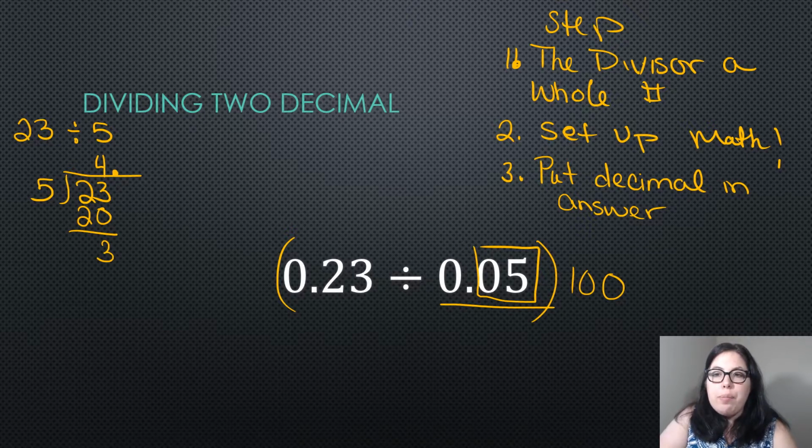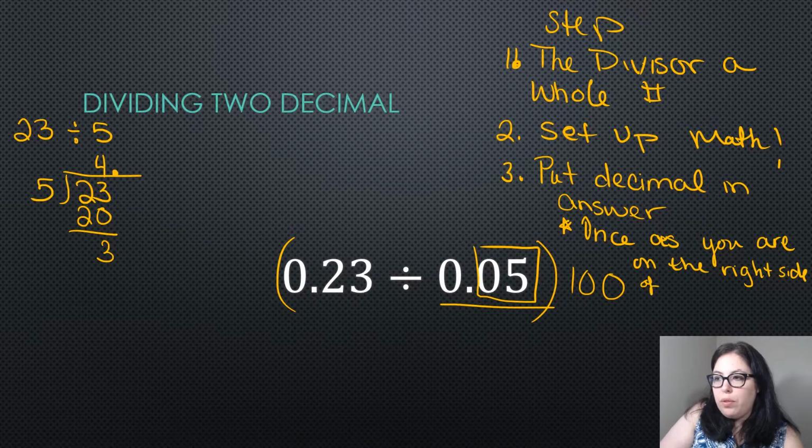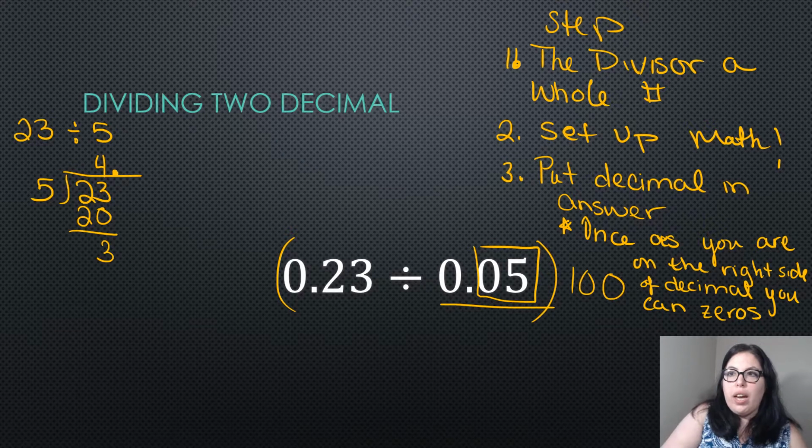Once you are on the right side of the decimal, you can add zeros. And I can add as many as I want. And let me show you why, okay?